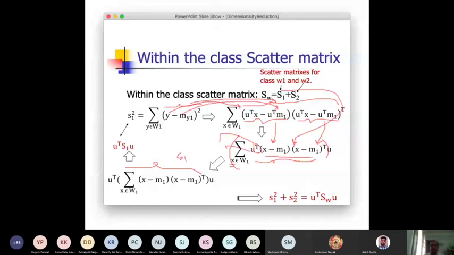And if I consider the sum of the scatters of the projected points, it is nothing but U transpose SW U, because SW is the within the class scatter matrix, and that is the sum of scatter matrices of individual classes. And this is what you get. Any doubt? Okay, so let me proceed.